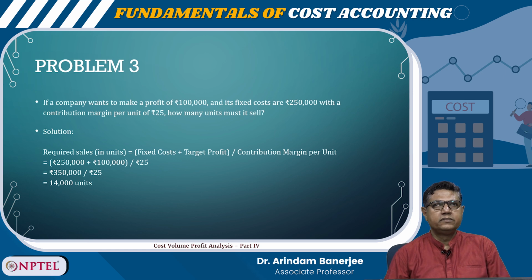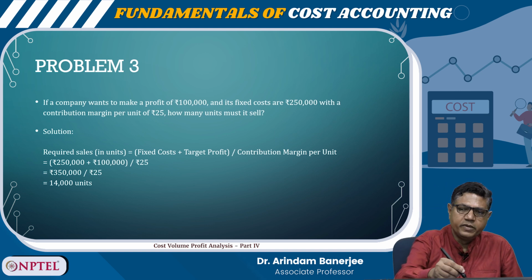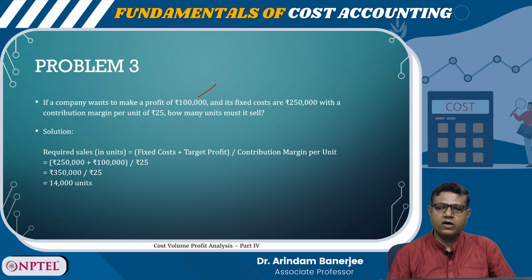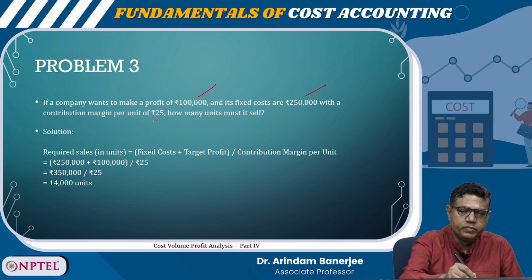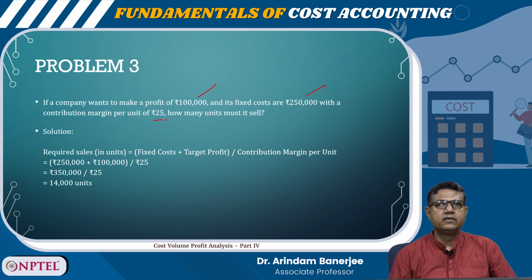Problem number 3. If the company wants to make a profit of rupees 1 lakh and its fixed costs are rupees 2,50,000 with a contribution margin per unit of rupees 25, how many units must it sell? So, here you see the target profit is given, rupees 1 lakh, fixed costs are rupees 2,50,000 and the contribution margin is 25 rupees per unit. So, how many units does it need to sell?